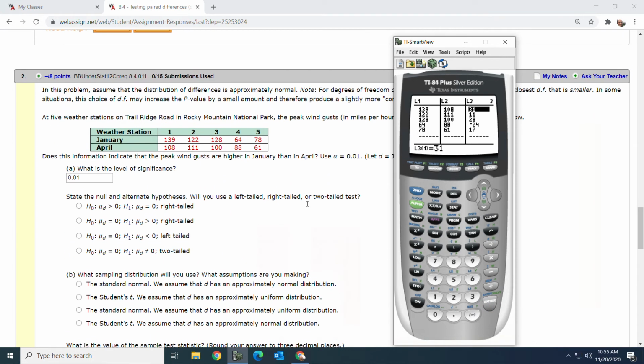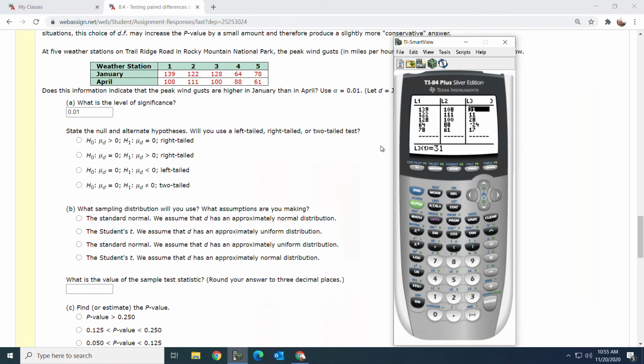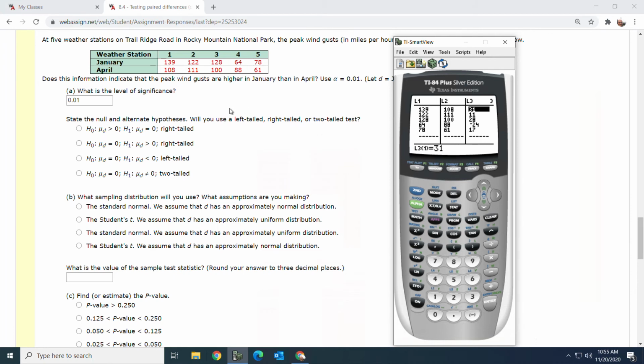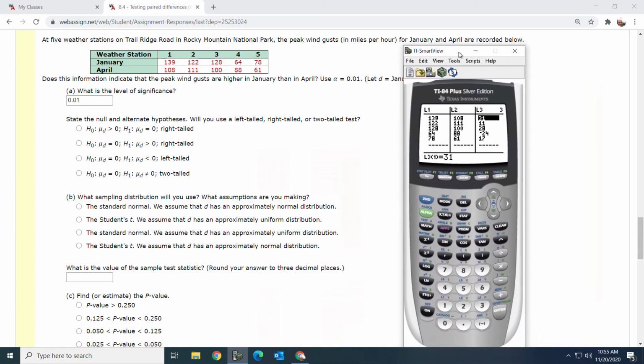Okay, I'm going to pan up. Approximately normal, so I'm sure we're going to have the same assumptions as the problem we did just above. Wind gusts are higher in January than in April. Let's think about that. If January is more than April, when you subtract a high number minus a lower number, your result will be positive. For example, 7 minus 1 is a positive 6. 10 minus 3 is a positive 7. So we're going to expect the difference to be greater than 0 based on how it's defined.